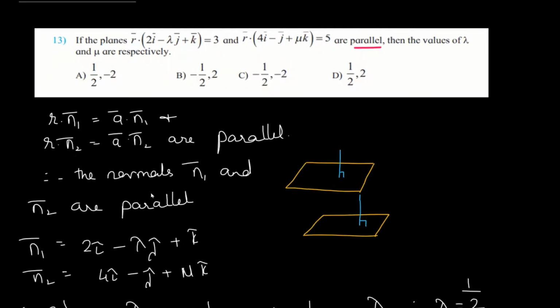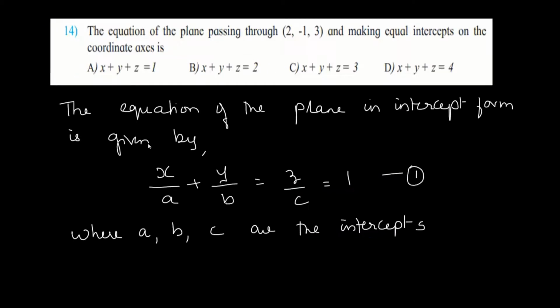And therefore, from the given question, D is the correct option. Lambda is 1 upon 2 and mu is 2 respectively. And therefore, this becomes the 14th question. The equation of the plane passing through (2, -1, 3) and making equal intercepts on the coordinate axis. That is what we have to find out from the options which are given.